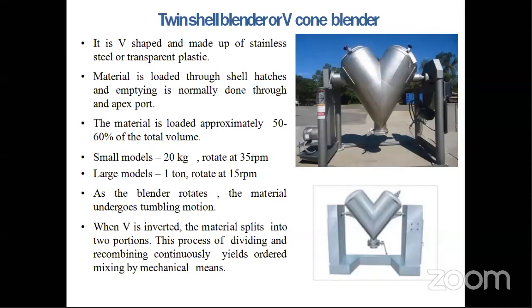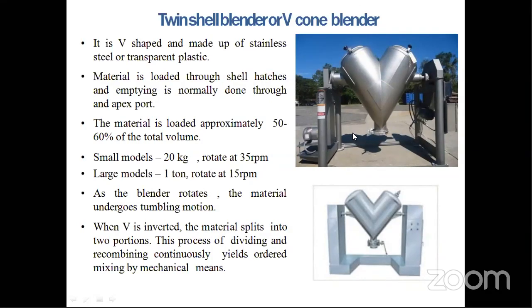or twin cell blender. It is called twin cell because it consists of two cells. You put one material in one cell and another material in the other cell, and mix them with each other. It is basically made of stainless steel and connected with a strong shaft attached to the mixing equipment. Material is loaded through the cell hatches and emptied normally through the apex port. Apex port means the lower port. It is the discharge port. After the mixing process, you discharge the material through it.